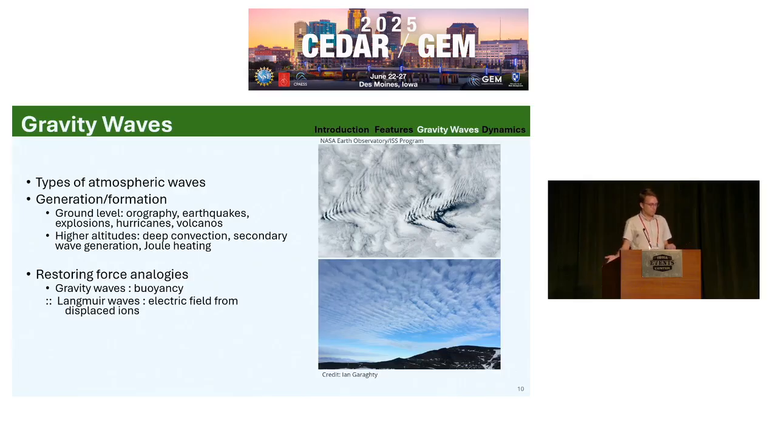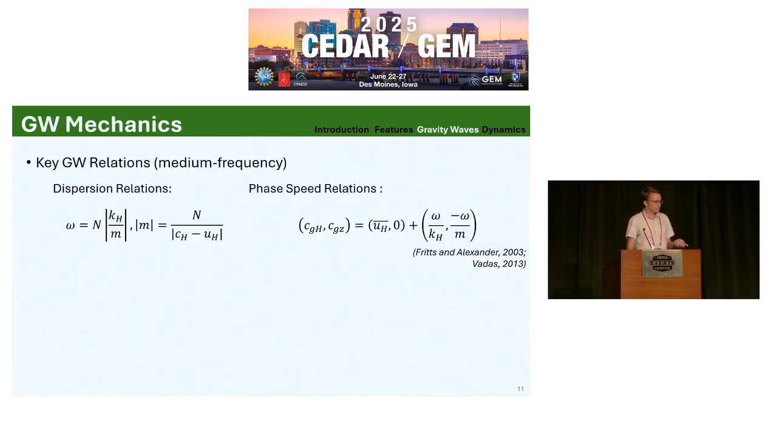To compare their restoring forces with other waves, you might be familiar with Langmuir waves in plasma. They have a different restoring force, the electric field from the displaced ions. And planetary waves have a restoring force of conservation of potential vorticity. So that's how these wave mechanisms compare.